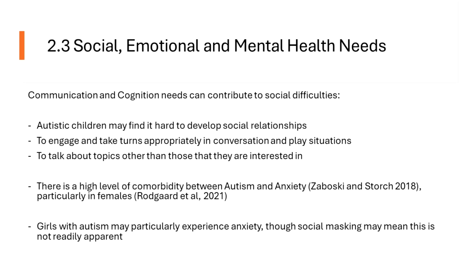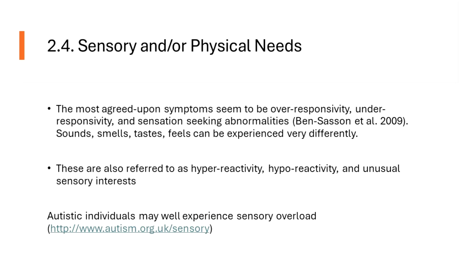Potentially covering all four areas of need, they can, of course, have sensory and or physical needs. So sensory elements are a common but not definitive characteristic of autism. They may be oversensitive or undersensitive. They may seek particular sensations, or they may experience mixed sensitivity, experiencing one sense through another. And they may well experience sensory overload.